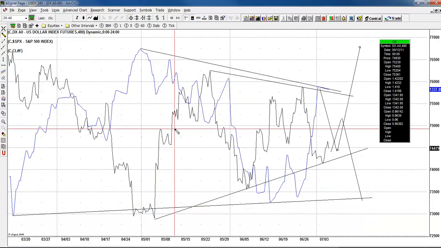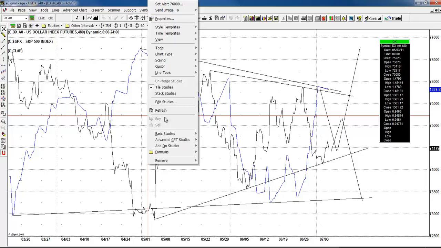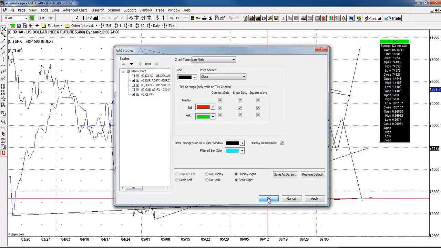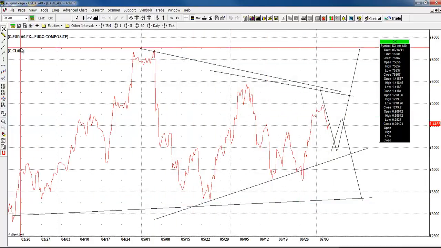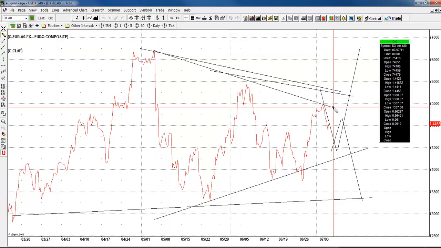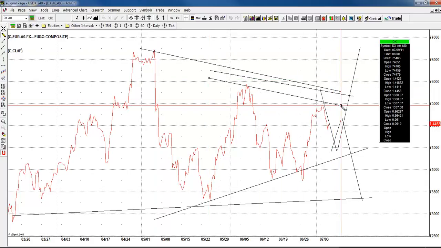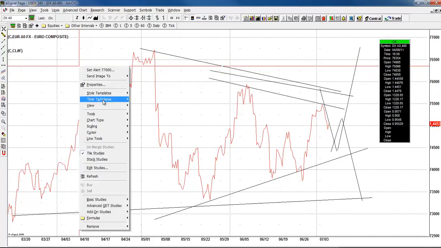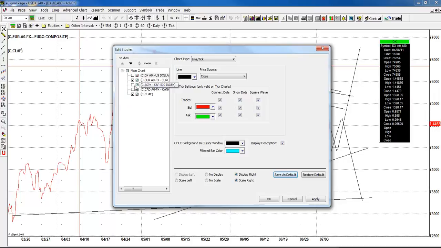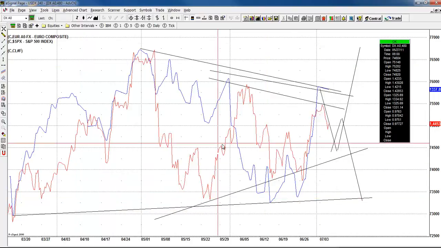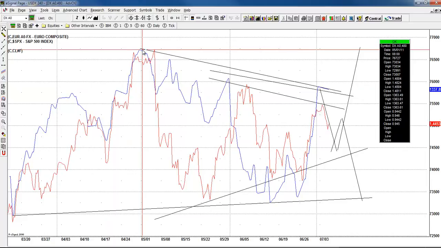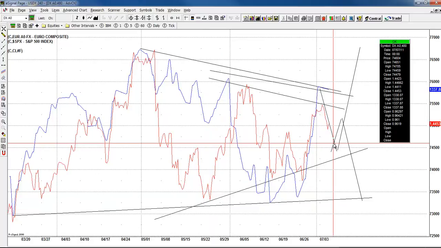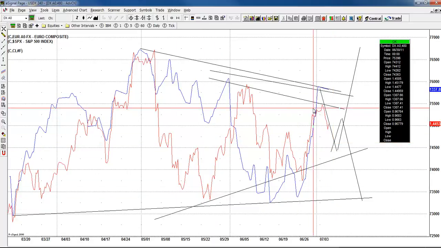Now let's take the dollar out and let's put the euro then. You see, same triangle. Same triangle supported. Let me put that down. The S&P. You see, A, B, C, D, E. You see, it's very well defined.